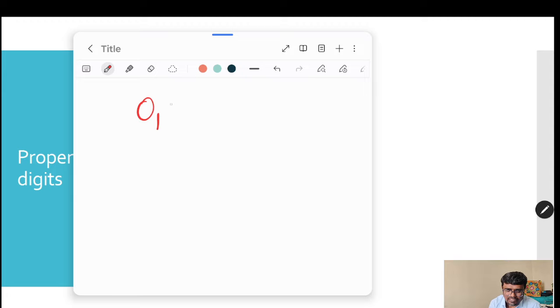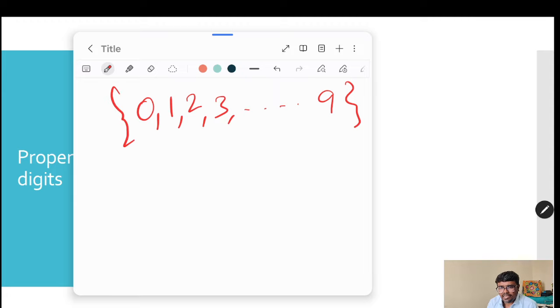Digit means 0, 1, 2, 3, 4, 5, 6, 7 up to 9. These are all called digits. The remaining are all numbers. We have only 10 digits, 0 to 9. So every digit has its own face value, but depending on where it is located, its place value becomes different. That part we will discuss now.